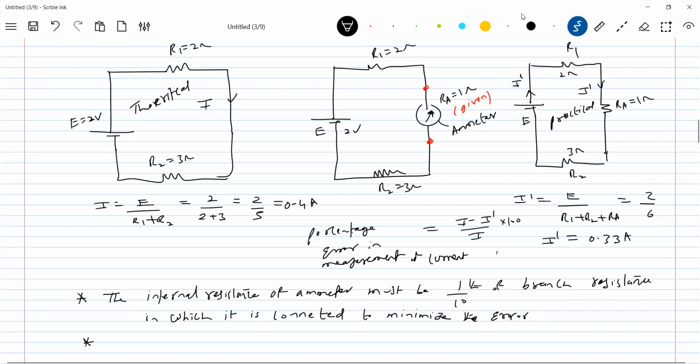Then what is the next rule? The ammeter must be connected in series in that branch, the branch in which current has to be measured. Okay, fine. So these are some generalized things about the ammeter. The ideal ammeter internal resistance will be 0. So now what is your entire problem solving?